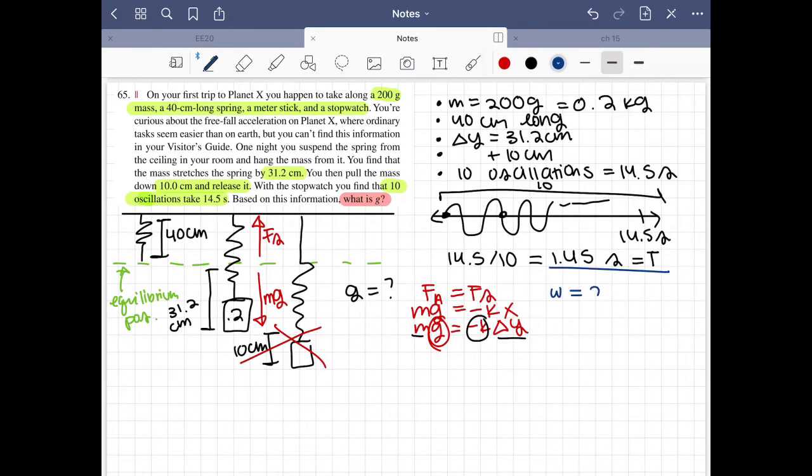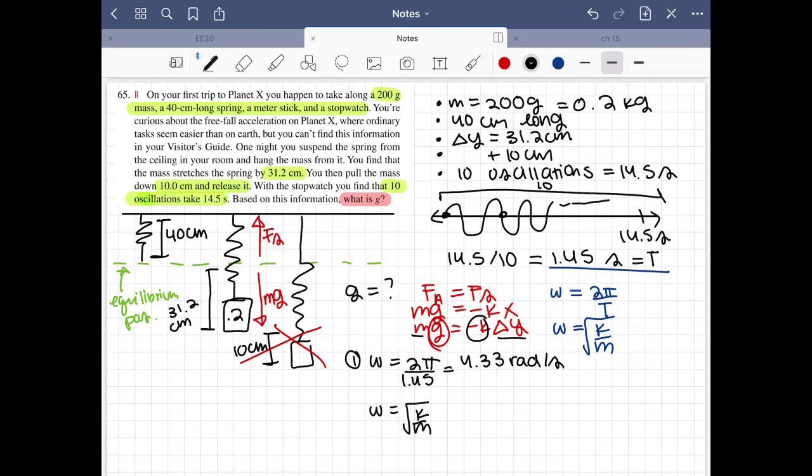We do know that the angular velocity omega is equal to 2 pi over T, and that omega is also equal to the square root of k divided by m. So omega is equal to 2 pi divided by the period, which is 1.45 seconds, and that is equal to 4.33 radians per second. And omega is also equal to the square root of k divided by m, which means that omega squared is equal to k divided by m, so k is equal to omega squared times m.